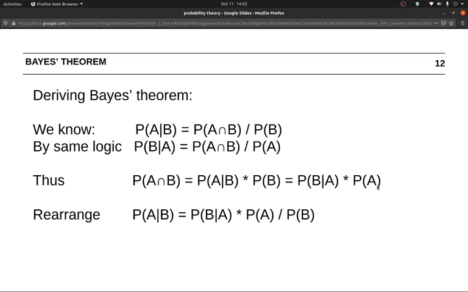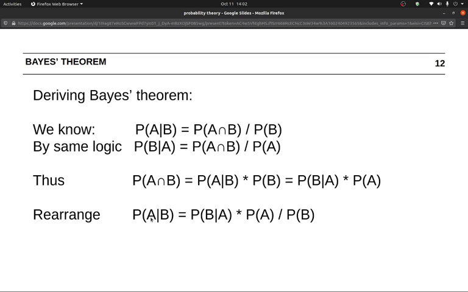Now, if I take only this part and from the left hand side of the equation, I move probability of B as a denominator to the right hand side of the equation, my equation looks like: probability of A given B can also be written as probability of B given A times probability of A over probability of B. Now let's understand what this means.